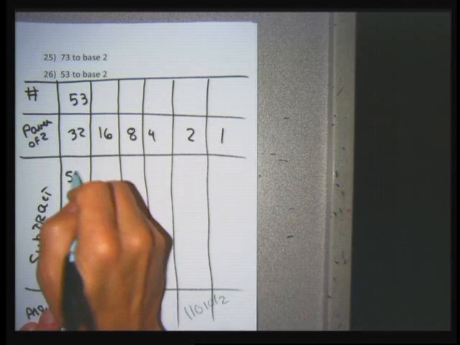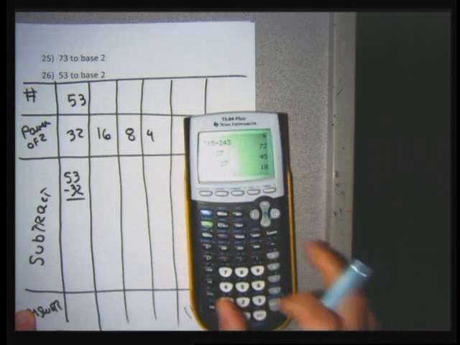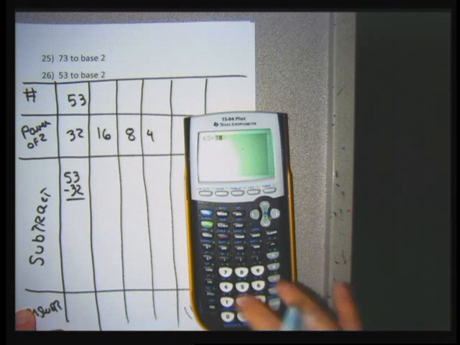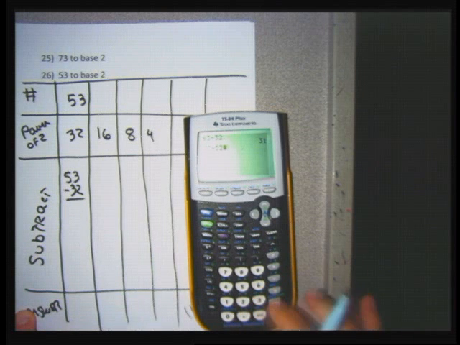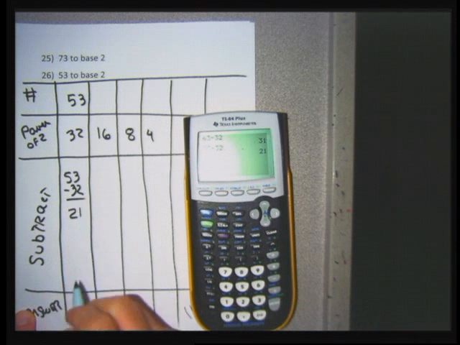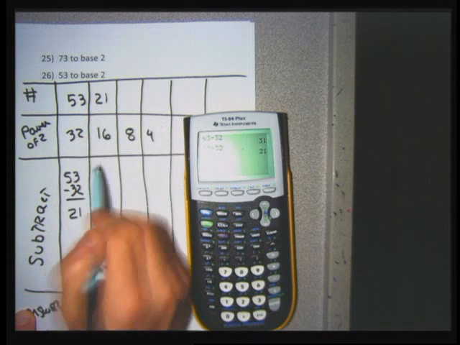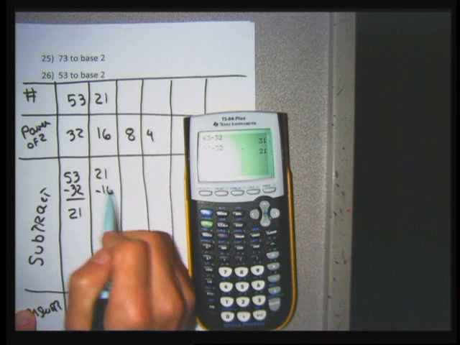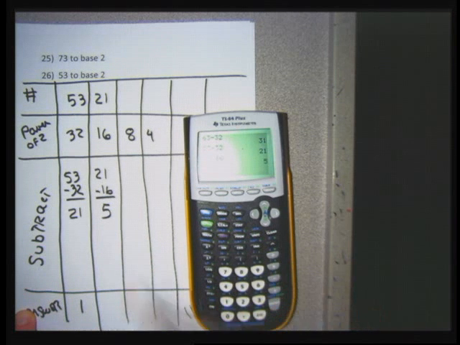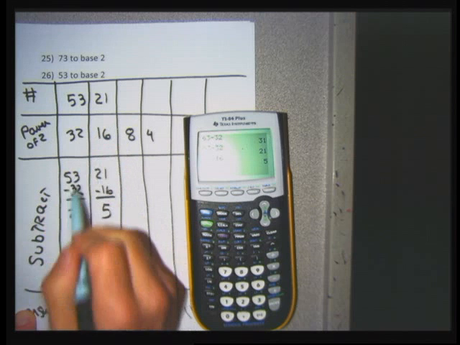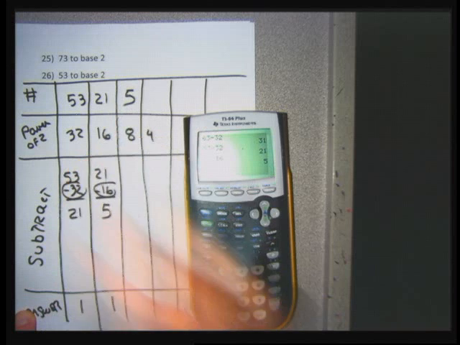So 53 minus 32. Clear this out. 53 minus 32 is 31. Really? Did it wrong. 53 minus 32 is 21. Can't subtract again. Write my 1 down. Bring my 21 up. And go 21 minus 16, which is going to be 5. Now 5 is less than 16, so I'm done subtracting. I write a 1 on the bottom, carry my remainder over.